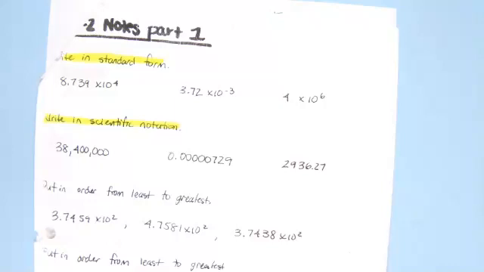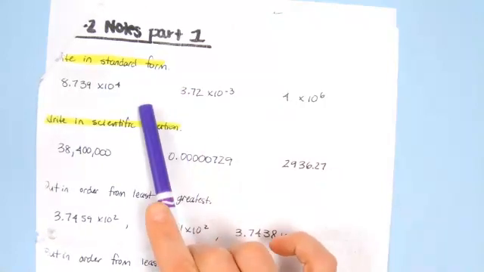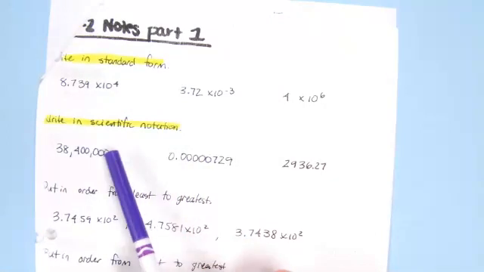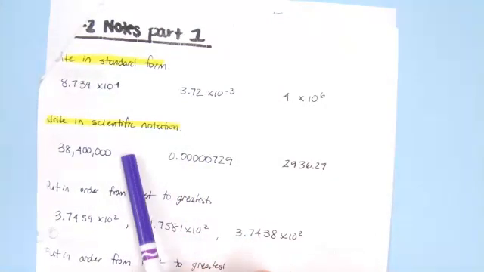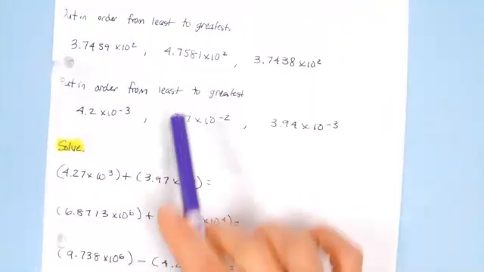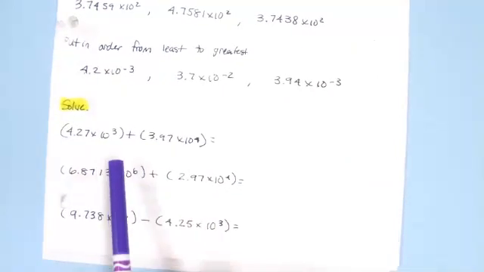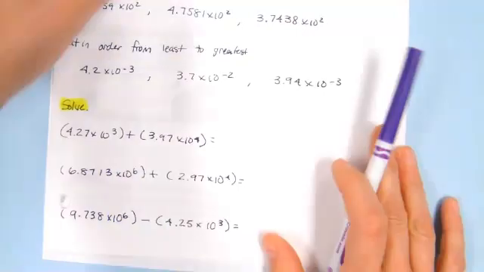So what we're going to talk about today is writing numbers in standard form from scientific notation, and then the other way around, writing them in scientific notation if they're written in standard form. And then the last part, we're going to skip for now. We're going to remember how to add and subtract numbers in scientific notation. Okay, so here we go.